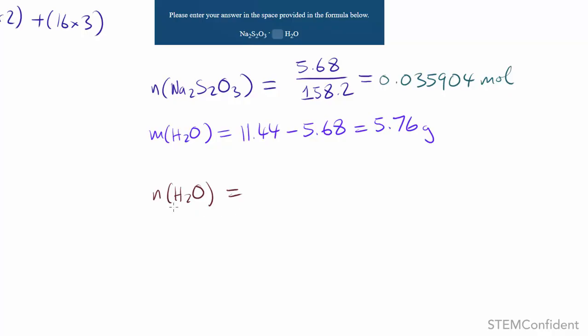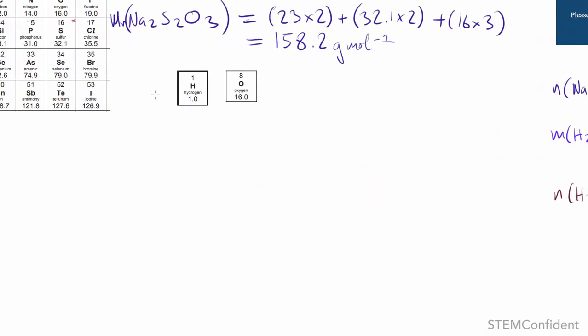And so when it comes to working out the moles of H2O, of course it's mass divided by molar mass, so it's going to be 5.76 divided by the molar mass for H2O. So let's work out what the molar mass for H2O is. So Mr for H2O, what's that going to be?